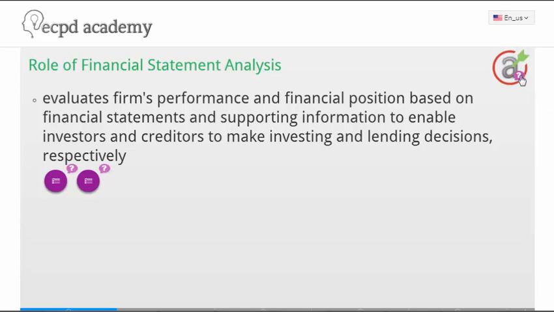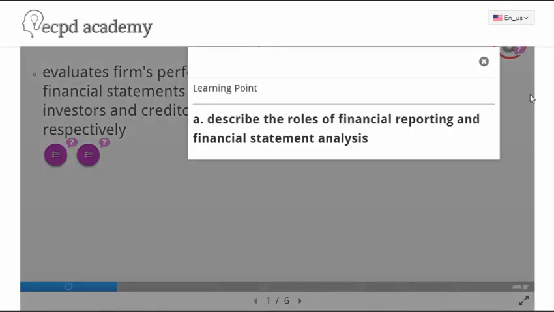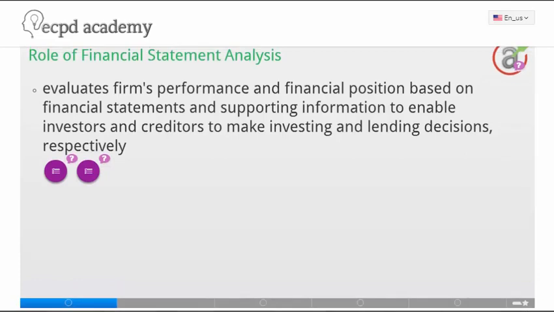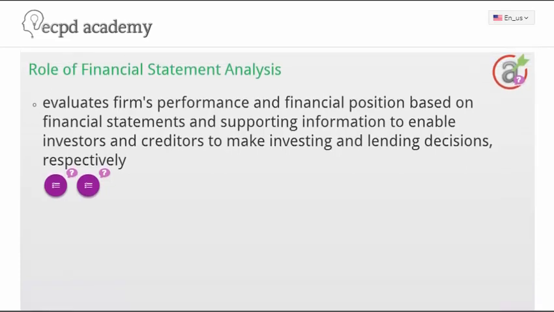Our learning objective for this lesson is the same as the introduction video, to describe the roles of financial reporting and financial statement analysis. Financial statement analysis evaluates a firm's performance and financial position based on financial statements and supporting information to enable investors and creditors to make investing and lending decisions, respectively.